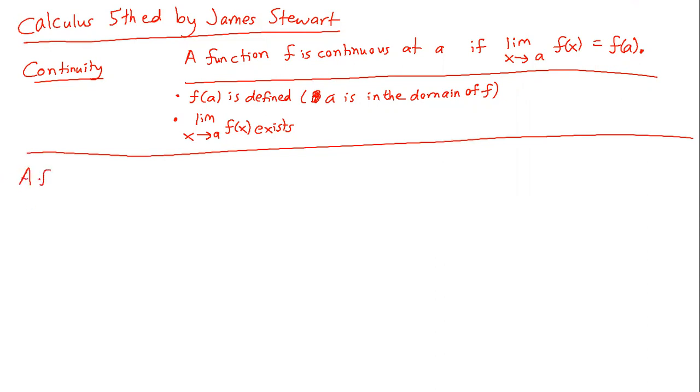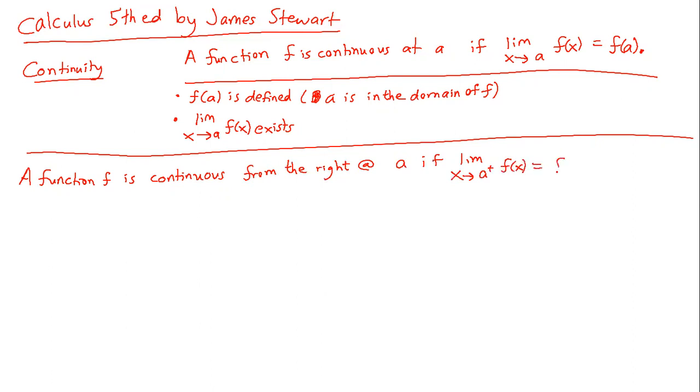Then you can also define continuity for the left and right hand limits. A function f is continuous from the right at a if the limit as x goes to a plus of f of x equals f of a. You could say a similar thing about continuous on the left, where it would be x goes to a minus.